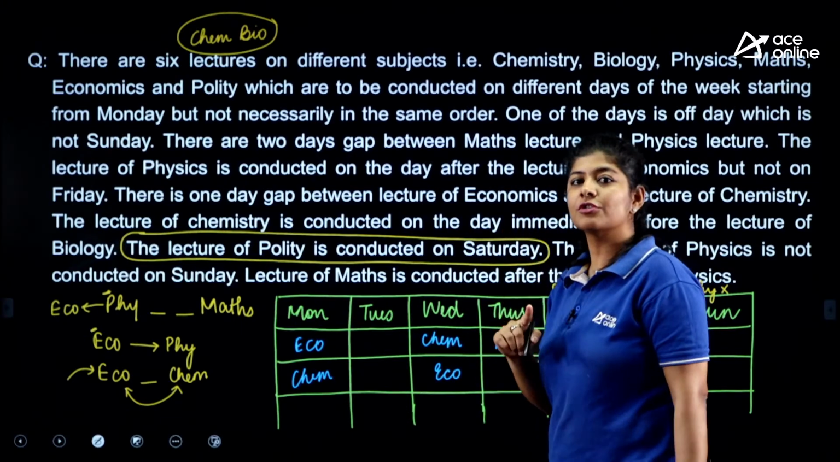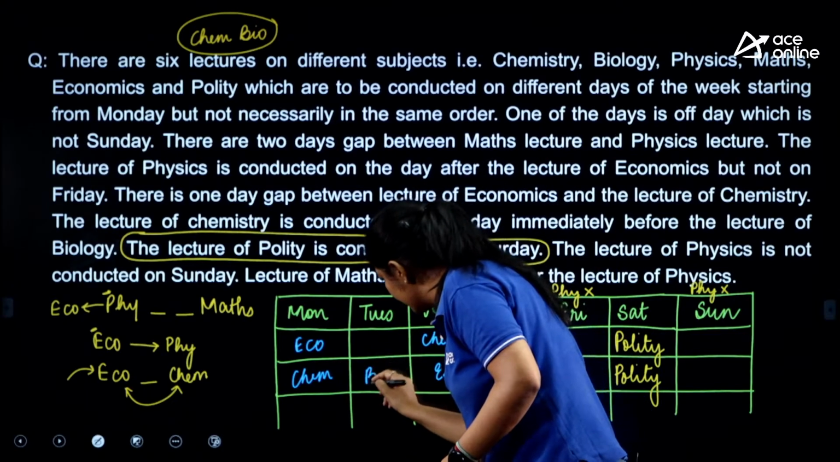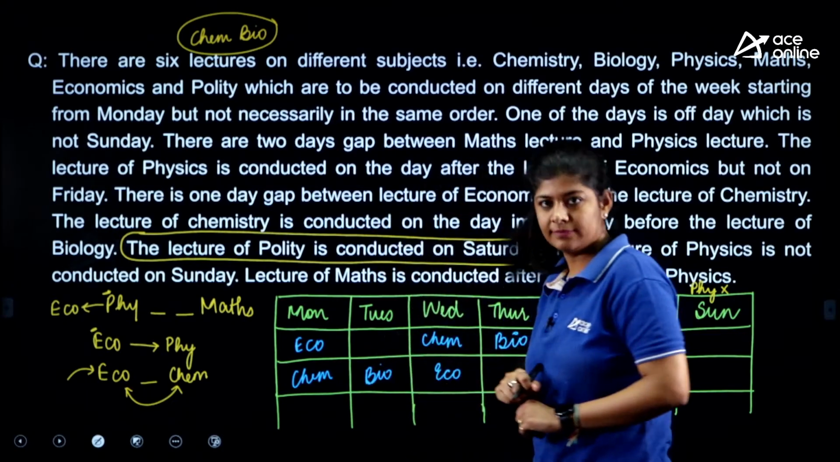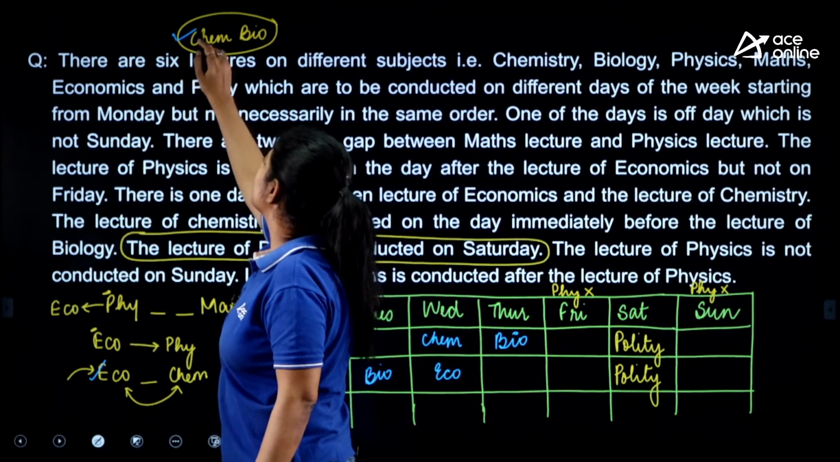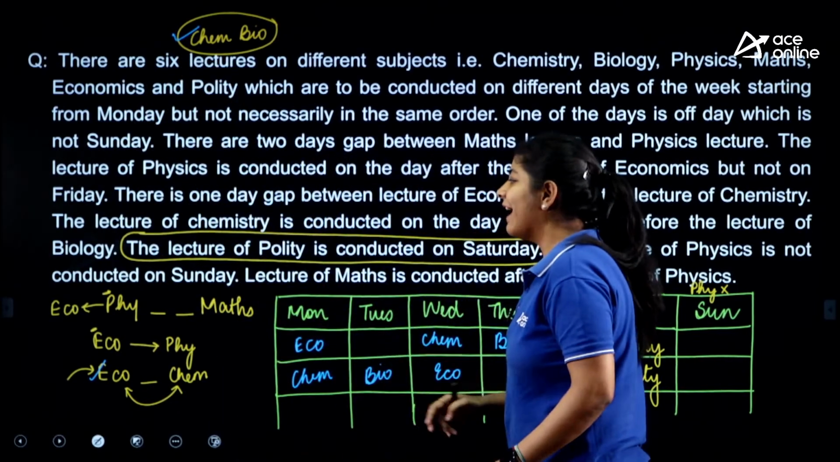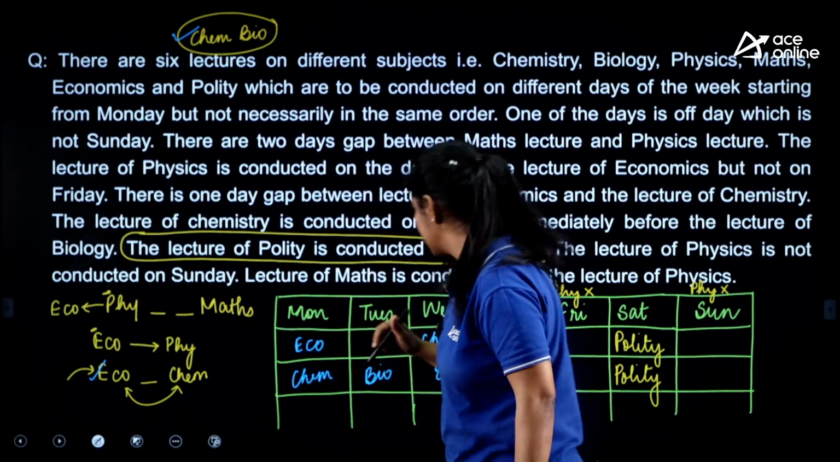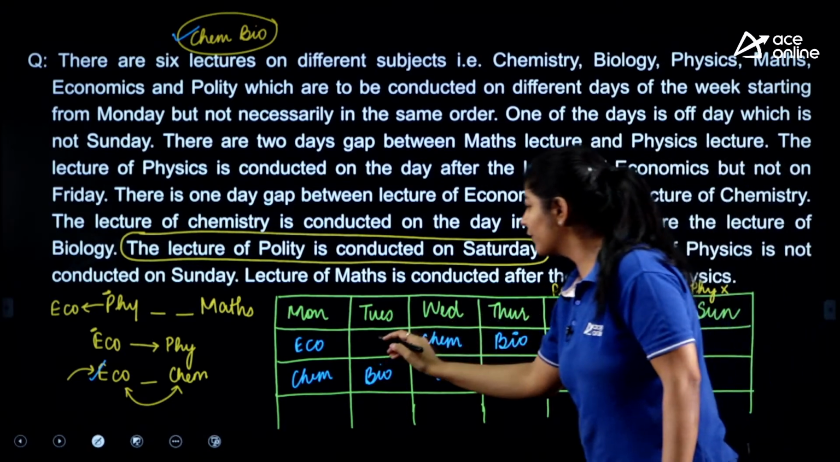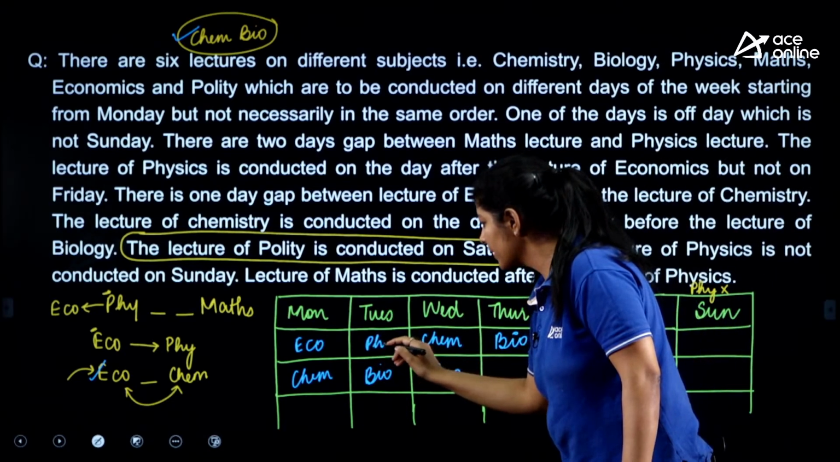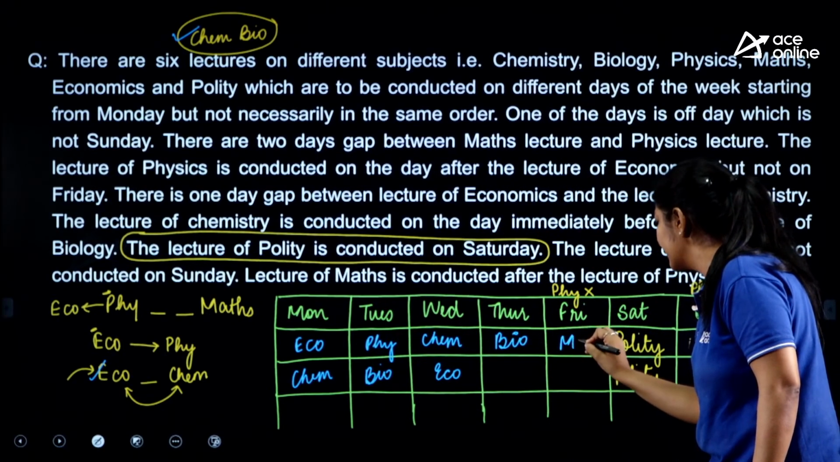And the question is also saying that chemistry is conducted just before biology. So here these are the possible cases. This one is done and this one is done. Now we are having physics and there is a gap of 2 days and after that maths. If we put physics over here, let's suppose, then we are having a gap of 2 and we can put maths over here.